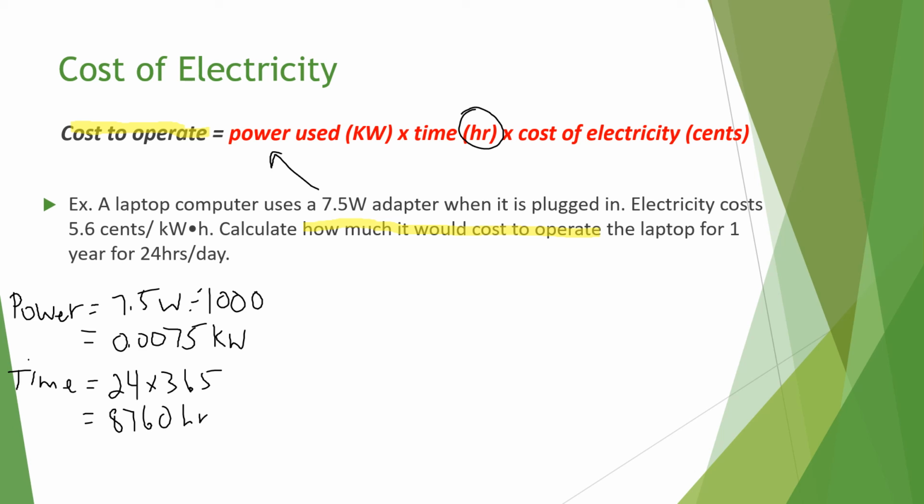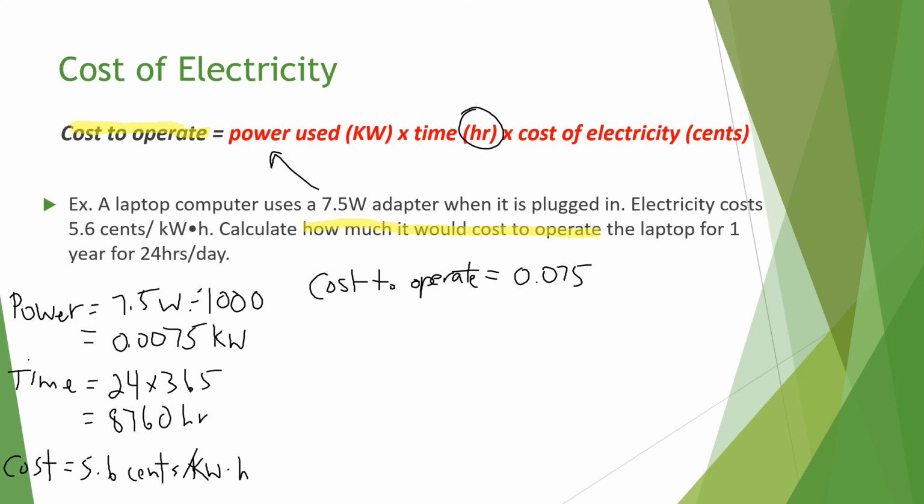And lastly, we need to put the cost of electricity. So cost, and the question gives that to us: 5.6 cents per kilowatt hour. Okay, so keep in mind this is in cents. So sometimes in the end, we'll have to do a conversion to dollars. Okay, so now we have this information and we're just going to sub into our formula. So cost to operate equals power, which is 0.0075 kilowatts.